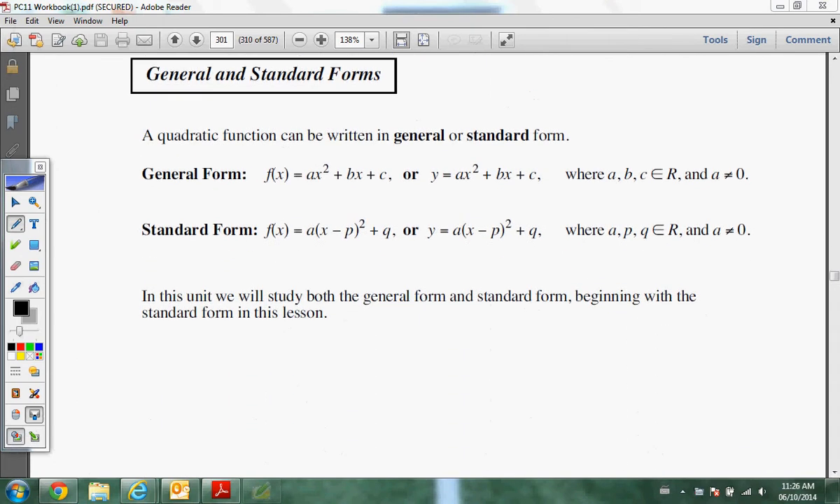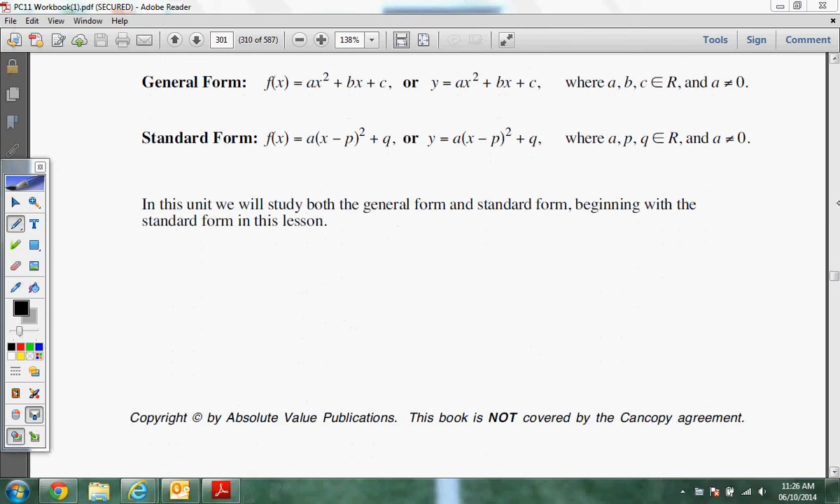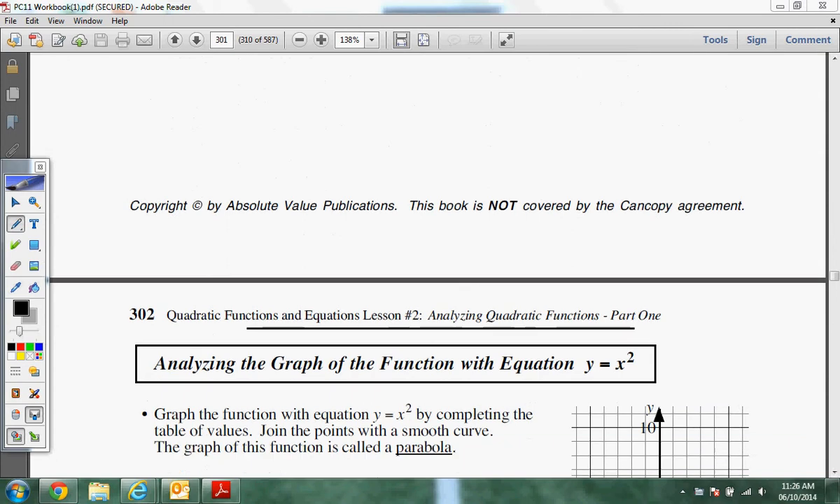In this unit we'll study both general and standard form, beginning with the standard form in this lesson. So we're going to start with standard form, and we're going to talk about what each piece of it means.